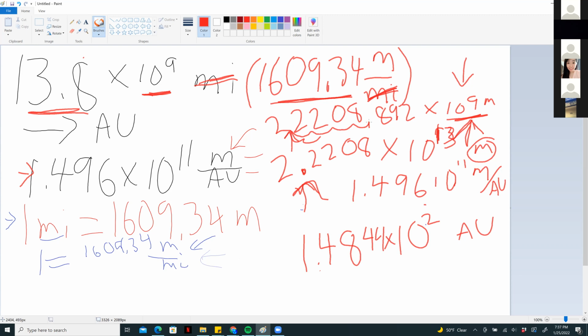Okay, so if we're 1.48 times 10 to the 2 AU, does that sound realistic for the answer to the question, which is where is Voyager 1 in 2020? So what kind of number is 1.48 times 10 to the 2 AU? That's 148, right? So 1 AU is the distance from the Earth to the Sun. The solar system goes up to about 30 AU, and Voyager 1 has been traveling since the 70s trying to get outside of the solar system. So yeah, it sounds pretty plausible, right?